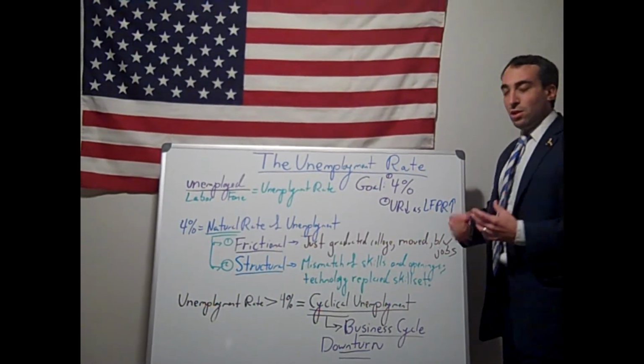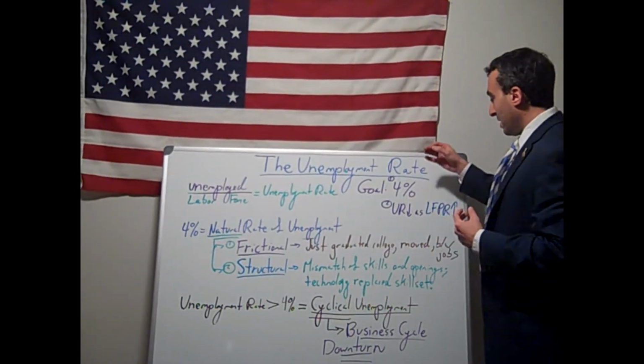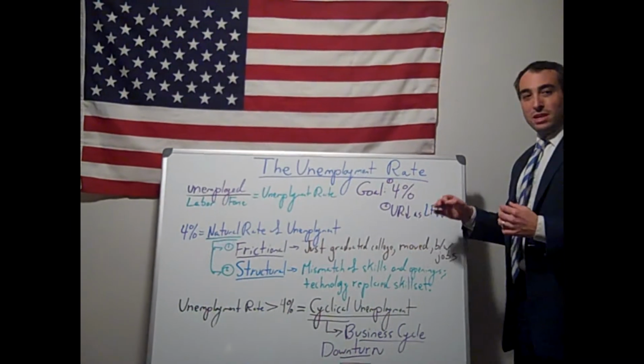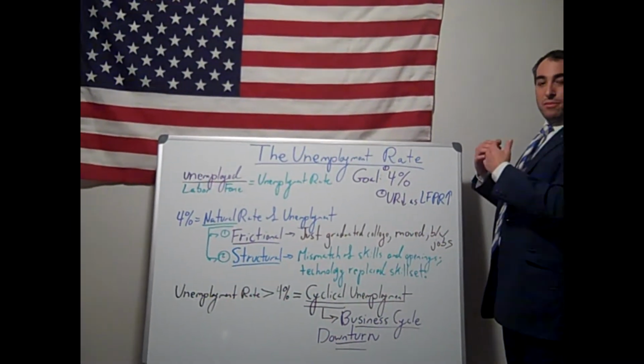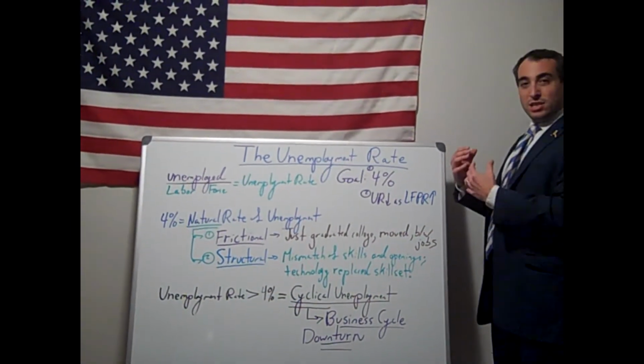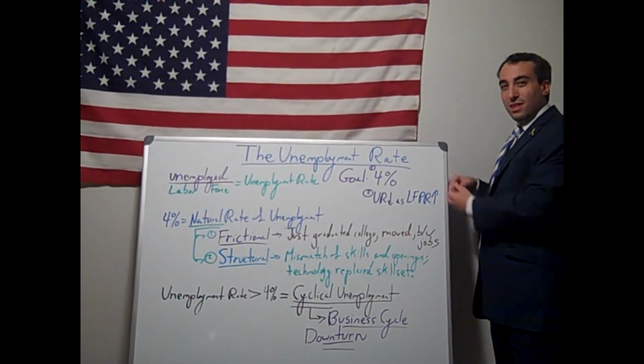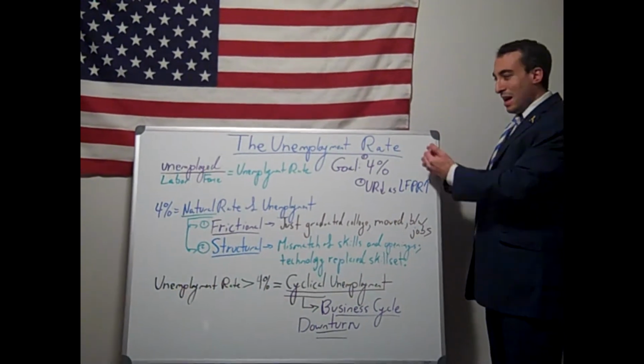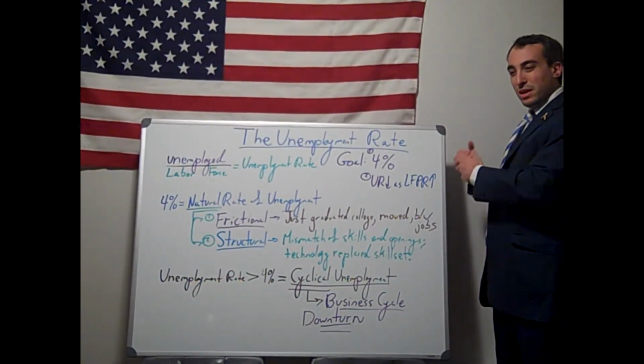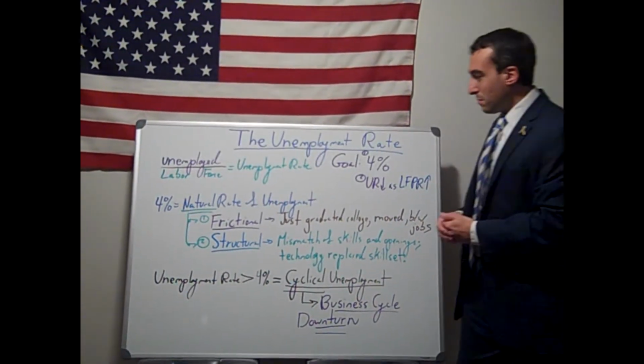And our secondary goal is that as the unemployment rate decreases, you also want to see an increase in the labor force participation rate. This shows that the unemployment rate is going down because more people are participating in the economy and going from unemployed to employed.